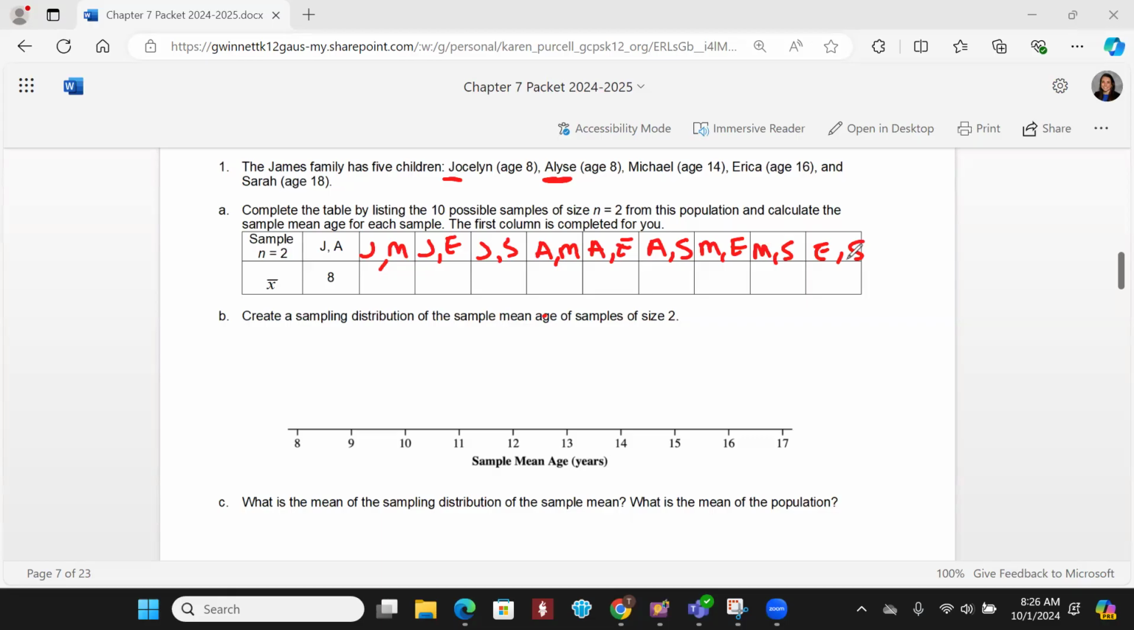All right, now for your mean, for your x bar, you are going to add those two ages together and then divide by two. Everybody see how we did that? Okay. I'm going to go ahead and give you those numbers. 11, 12, 13, 11, 12, 13, 15, 16, and 17.